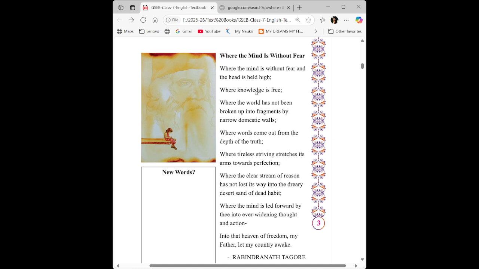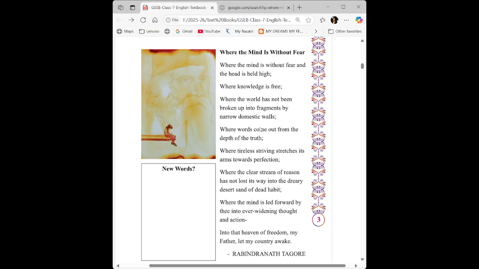Okay, so here Rabindranath Tagore is asking to live in a kind of place where the mind is without fear. People are not fearful, people are not scared of anybody, and they can walk with the head held high. They can walk with pride, they can walk with self-respect in that country where knowledge is free. He is emphasizing that education is so important, and knowledge should be free. People should be free to exchange their ideas rather than knowledge being restricted by social barriers.